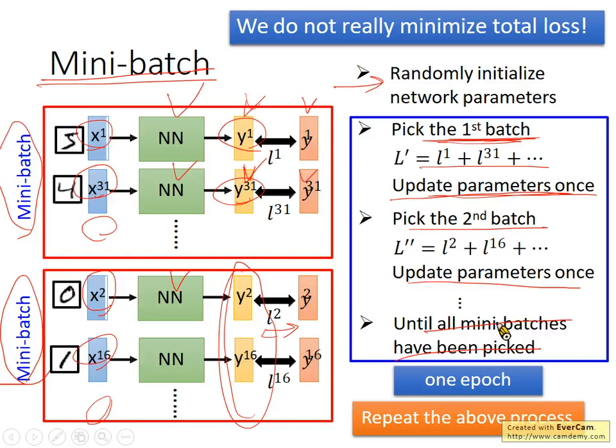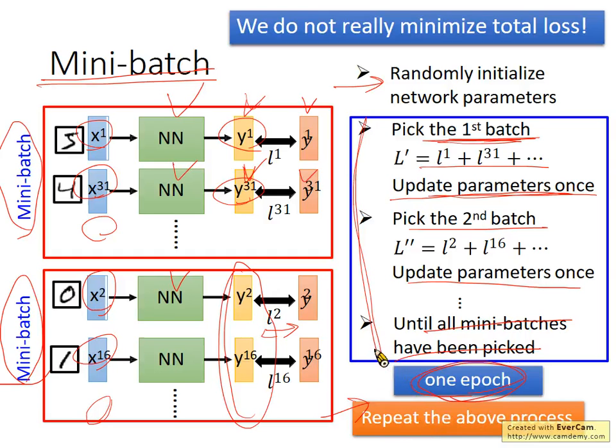Okay, so for example, when we have 1,000 training data, and if we consider 100 data points per subset, then we have 10 subsets. We have 10 mini batches, and for each mini batch, we update the parameters of the neural network once. After we finish updating all the 10 subsets, we say that we finish one epoch. And actually we can repeat the same process again and again.